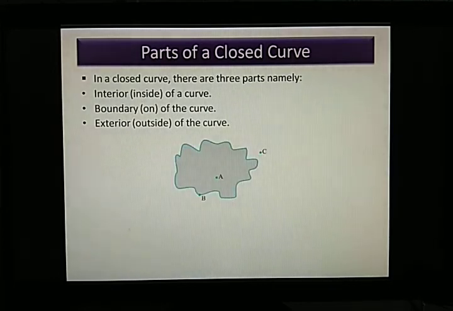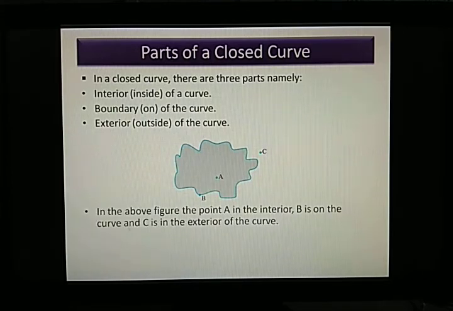So if you see this diagram, some points are inside, some are outside. So let us see which are inside, which are outside. In the above figure, the point A is in the interior. You can see A is totally inside, as if it is fully engulfed by the curve. Then point B is on the boundary of the curve, and point C is in the exterior, meaning outside of the curve. So just looking at the diagram, it is very obvious, it is very clear.